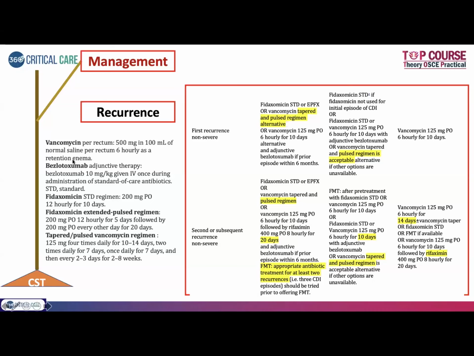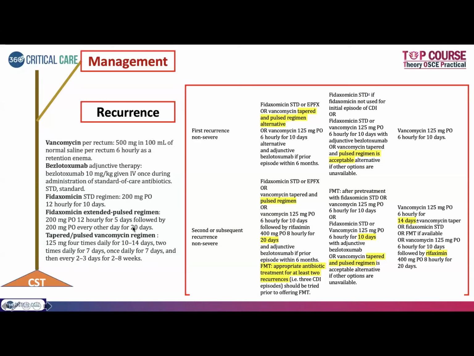So the dose of these drugs. Vancomycin 125 6th hourly, and this is per oral. Rectum 500 milligram in 100 ml of normal saline, 6th hourly as retention enemas. Bezlotoxumab 10 milligram per kg IV. Fidaxomicin 200 milligram 12th hourly for 10 days.